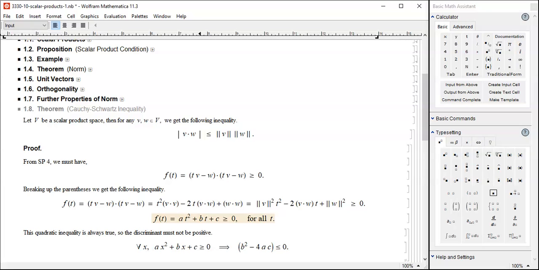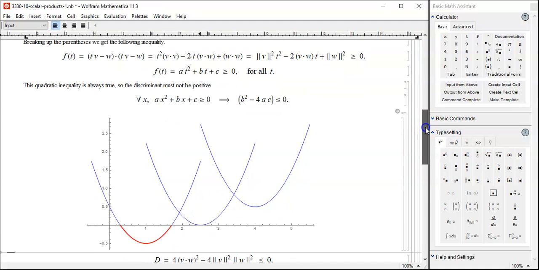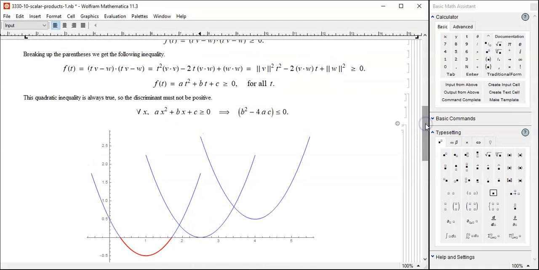Okay, and then let's have just a little bit of digression. In order for this quadratic function to be always non-negative, we should not be having two x-intercepts. Excuse me, we can have touching, but we cannot have two x-intercepts like this.